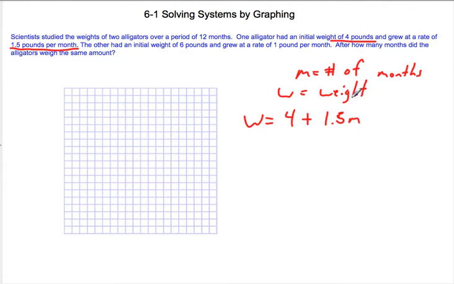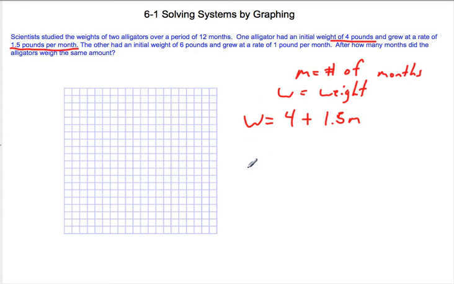All right, so at time 0, meaning at the beginning of the experiment, the alligator weighed 4 pounds. So if you plug in 0 here, 1.5 times 0, you get 0 plus 4 is 4 pounds. Now after 1 month, we plug in a 1 here. 1.5 times 1 equals 1.5, and then add the 4, it's now 5.5 pounds. So here is an equation for its weight after a certain amount of months.